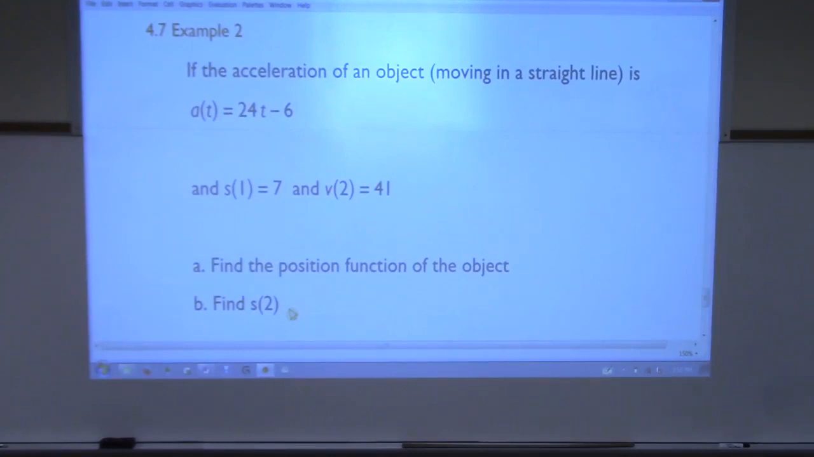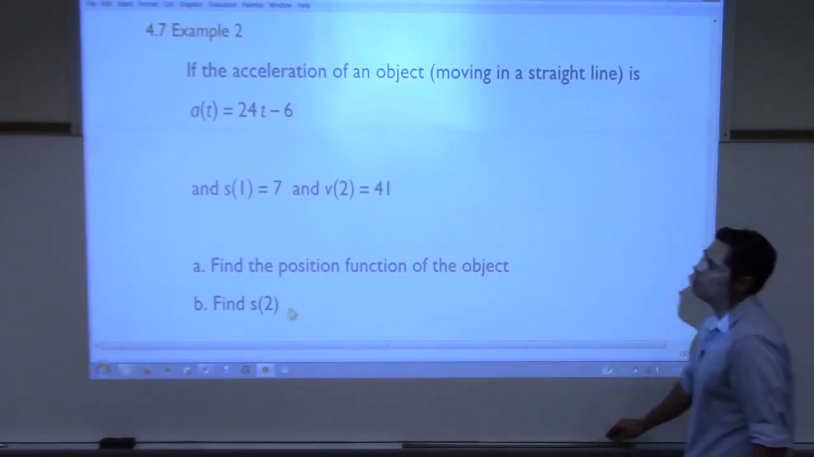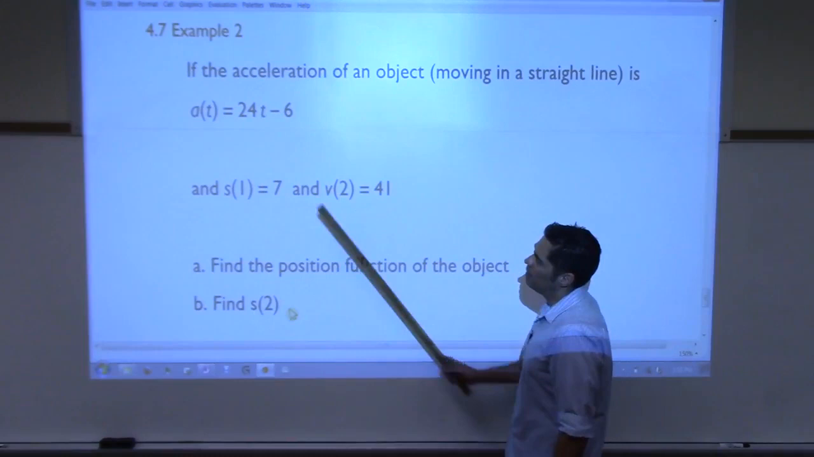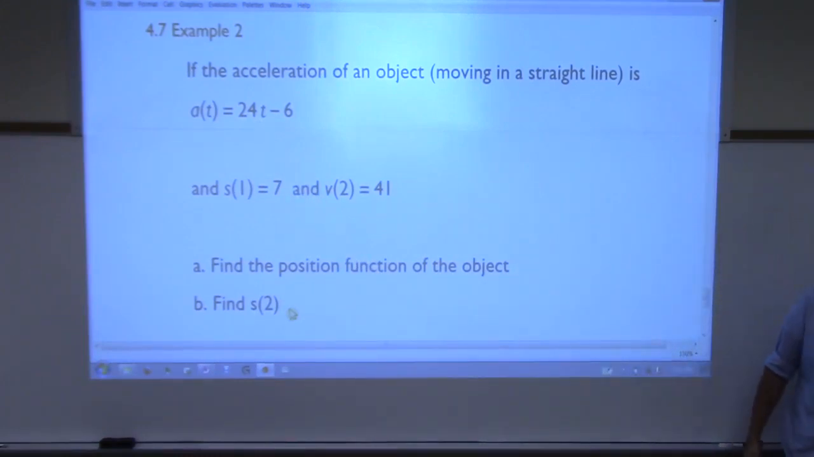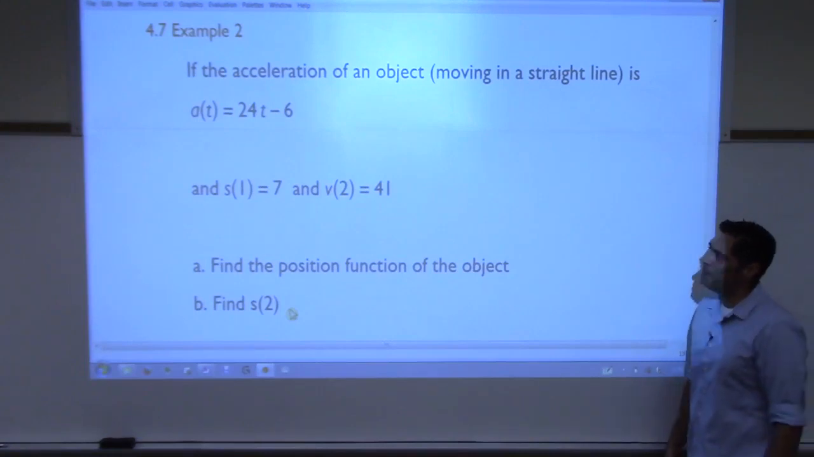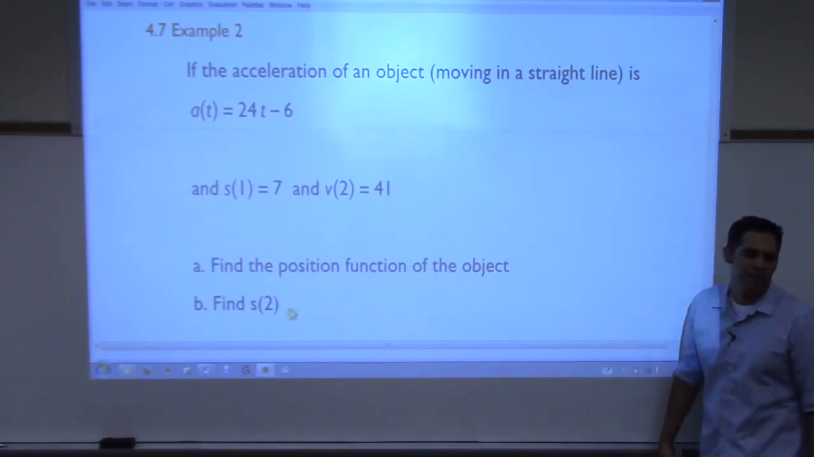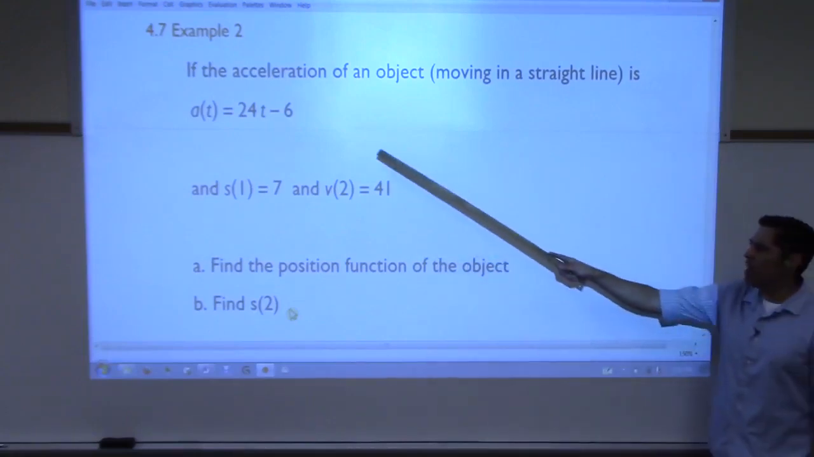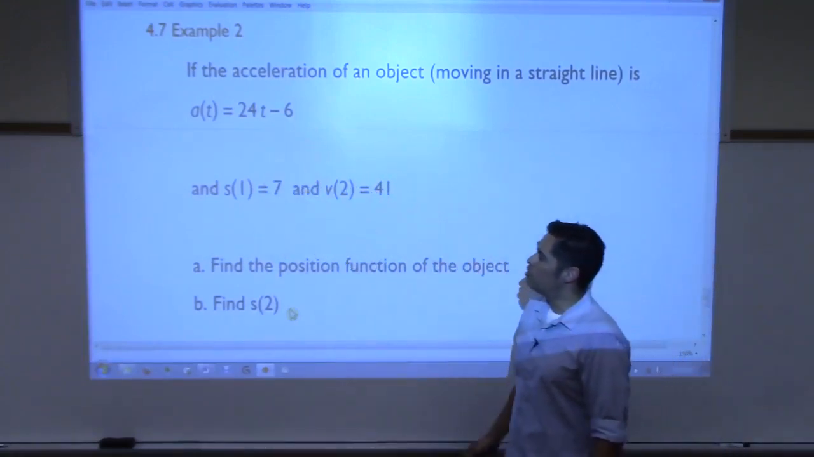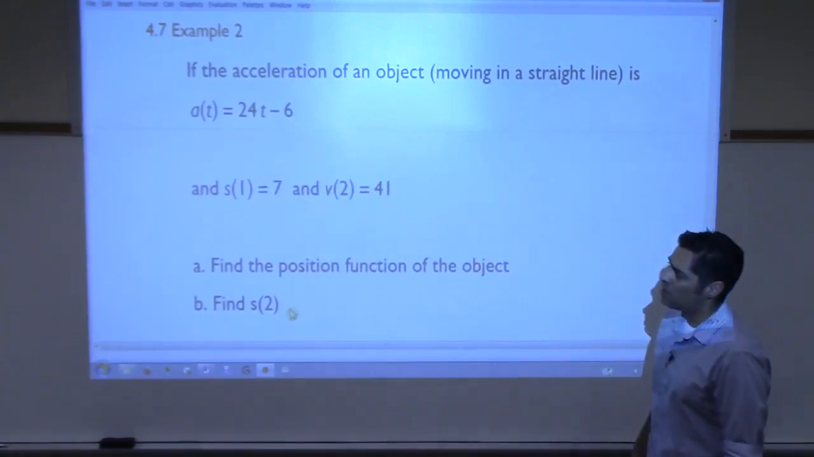We have the acceleration of a function given to us, and we're not given any units here. If this were in some physics class, the acceleration might be measured in meters per second squared or something like that. But we're just writing it as a general function, 24t minus 6. That's our acceleration function.